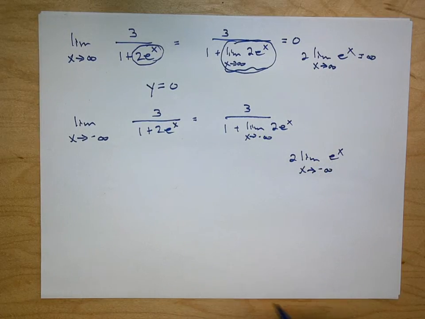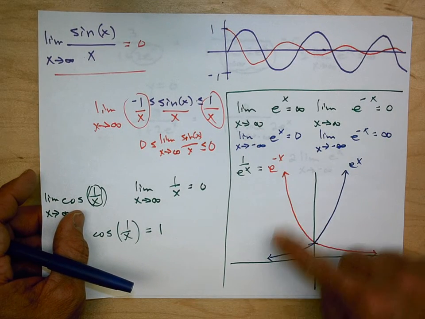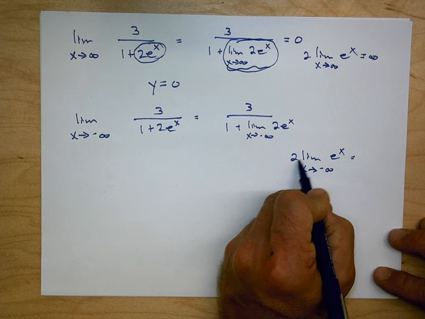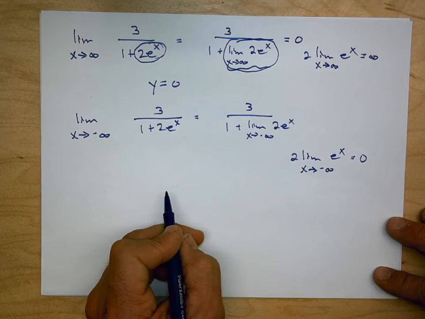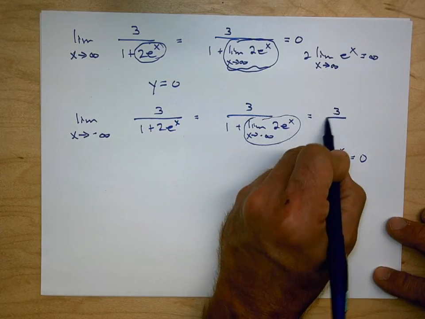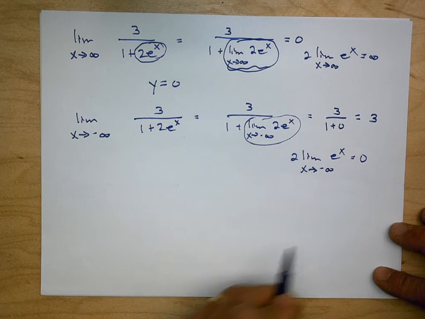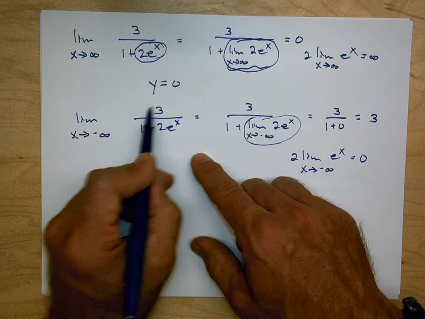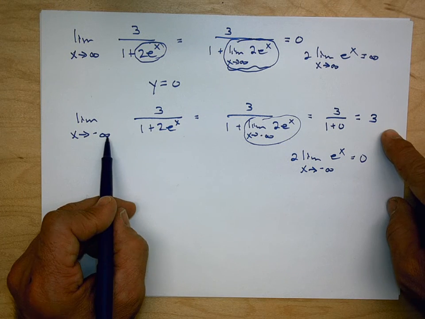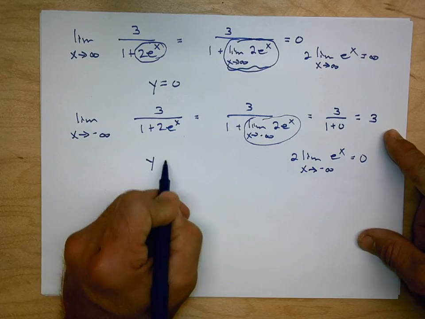And back here we said as x goes to negative infinity, if we go this way, e to the x tends to 0. So this limit is going to be 2 times 0, so the whole thing is going to be 0. So we're left with 3 over 1 plus 0, which equals 3. Again, it's the limit. It's not saying the function will ever achieve the value 3, but it will get arbitrarily close to 3 as we pick x values smaller and smaller. So here we have a horizontal asymptote of y equals 3.